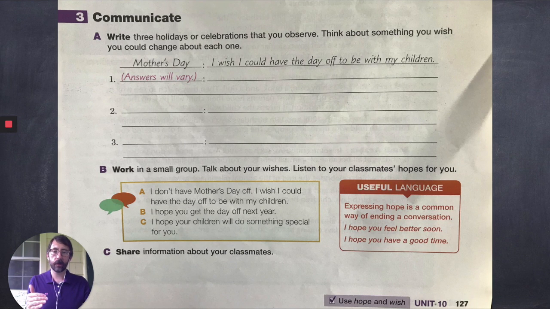Okay, so if you really want to go beyond and push yourself in this assignment, we can look at the dialog box and try to have conversations about these things. And here's an example of a conversation about Mother's Day. Person A: I don't have Mother's Day off. I wish I could have the day off to be with my children. B: I hope you get the day off next year, right? Next year is in the future, we don't know. Maybe yes, maybe no, right? Part C: I hope your children would do something special for you, right?